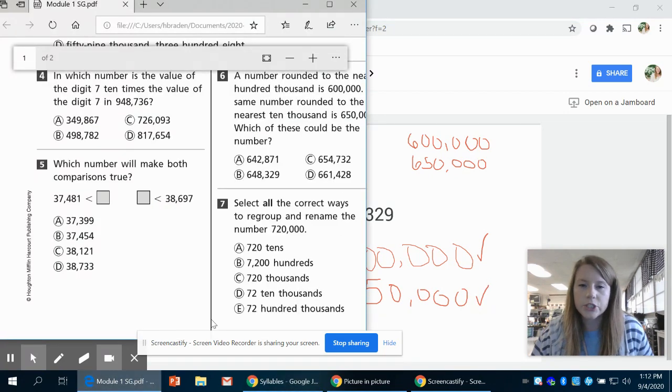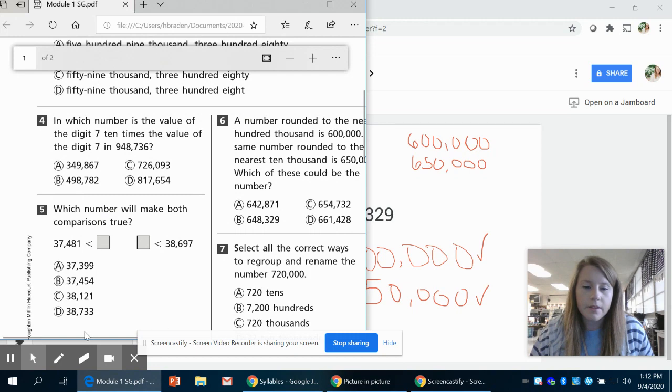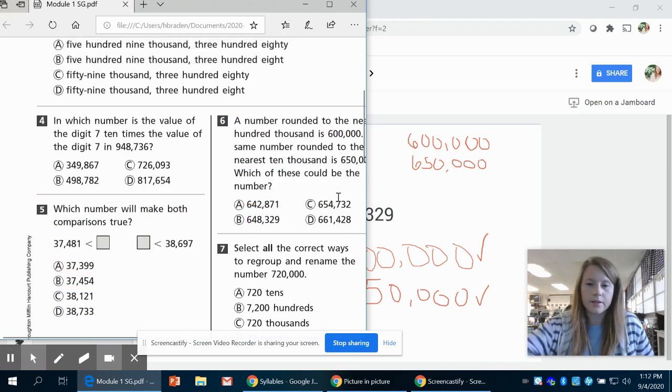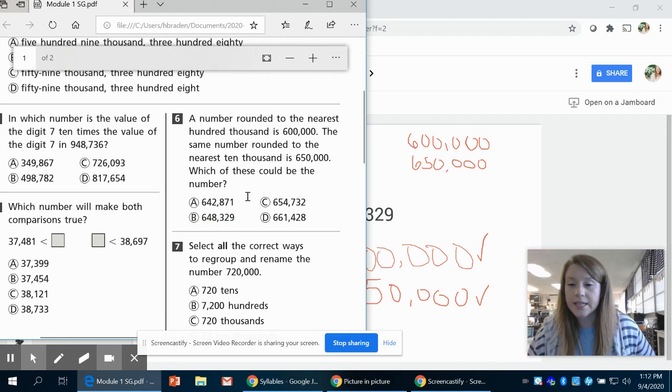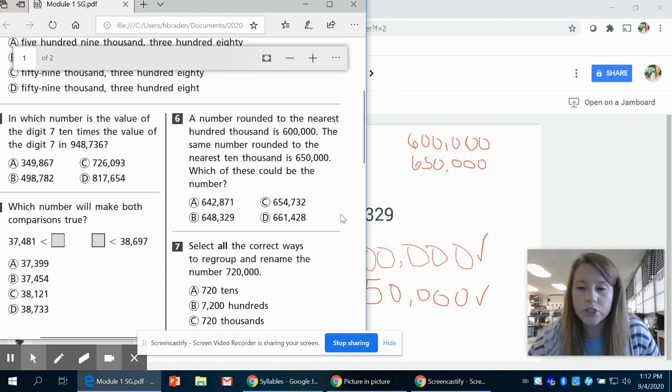So let's go back to our question. It says, which of these could be the number? So we know that B could be the number. I'm just going to go through C and D real quick just to make sure. If I was to round the 654,732 to the nearest thousands place, I would look at this 5. That means it's going to round up, so that 6 would be a 7. So it does not round to 600,000, so I know that one's not going to be an option.